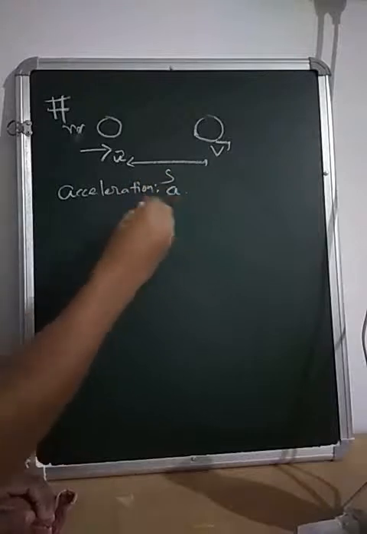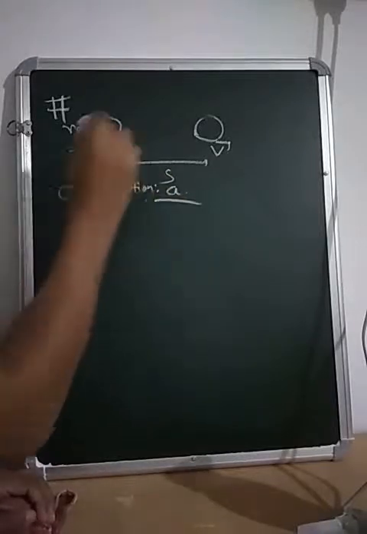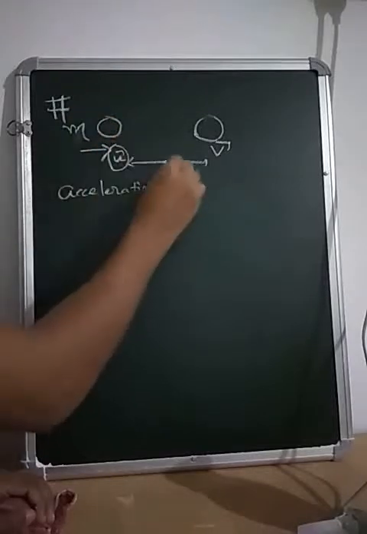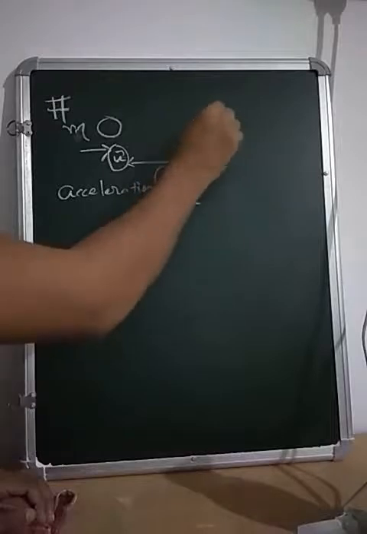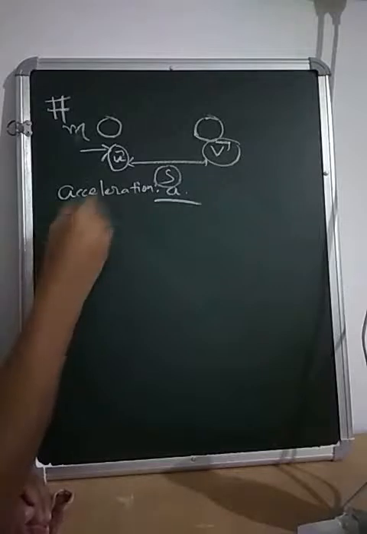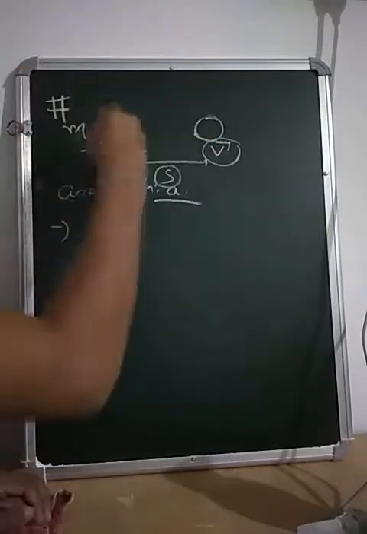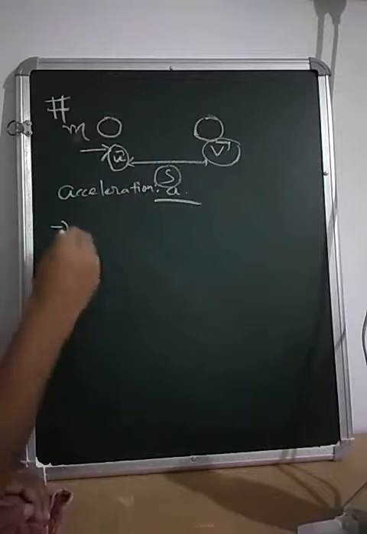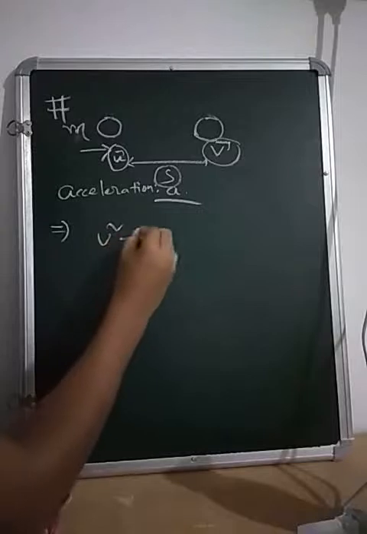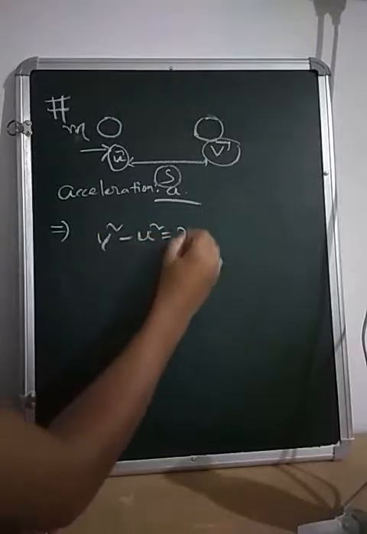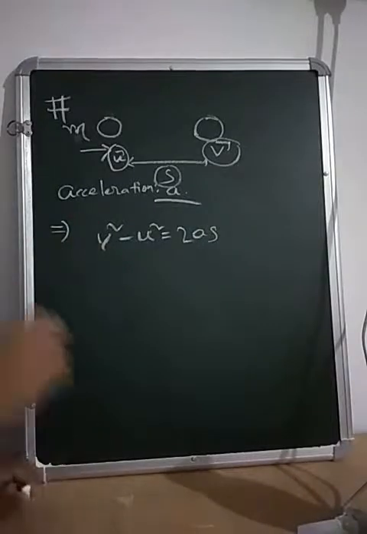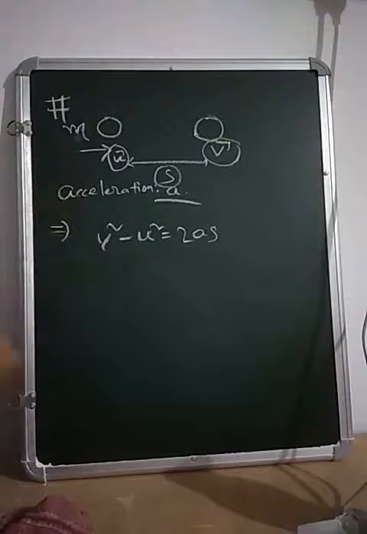An object of mass m is moving with acceleration a. The initial velocity of this mass m is u, and after covering a distance s, the velocity of the mass m becomes v. So from this system, you can write the equation of motion of this object as v square minus u square equal to twice a s, like we have obtained in the earlier classes.